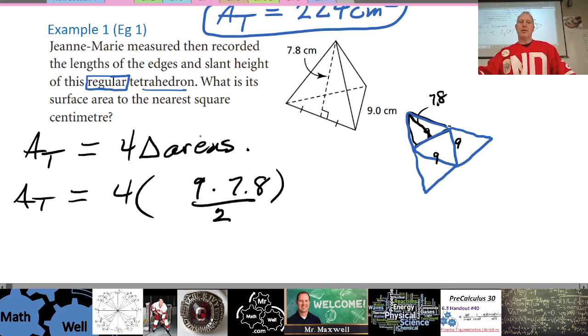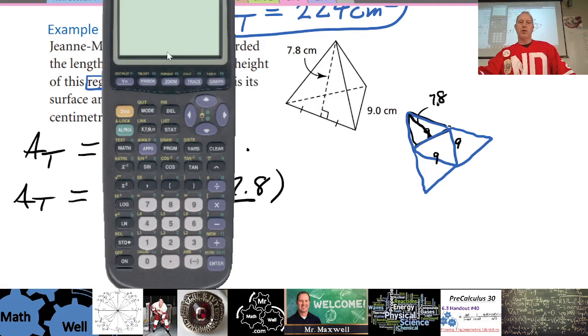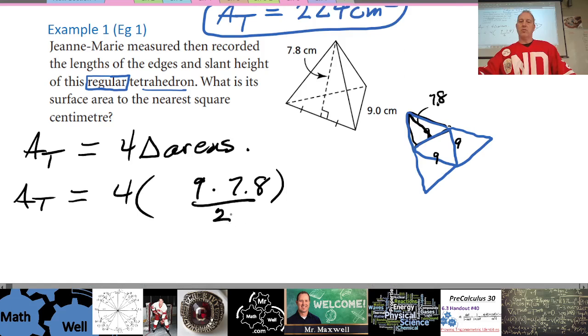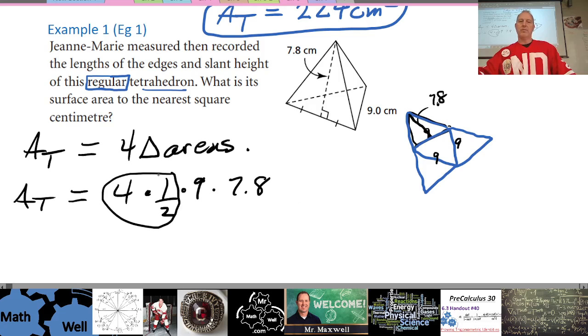You can do all this in your calculator 2 ways. You can simply go 4 times 9 times 7.8 divided by 2. You can do that all in one step. I would encourage you to see this. You don't have to do this every time, but just watch this. If I had this 1/2 here, this is a multiplication of all of these numbers. So 4 times 1/2, you can do that one first, and that equals 2, right? So you could save yourself a little time by recognizing, hey, this is actually 4 times 1/2 is just 2.